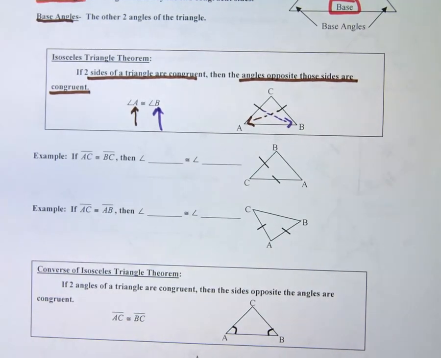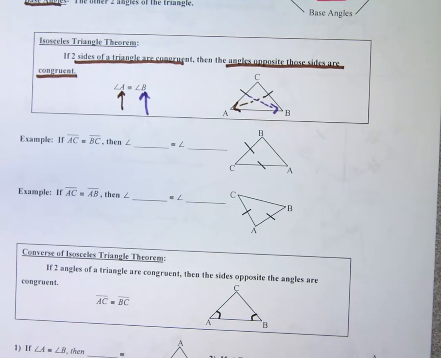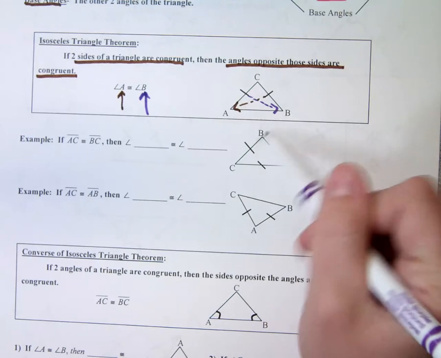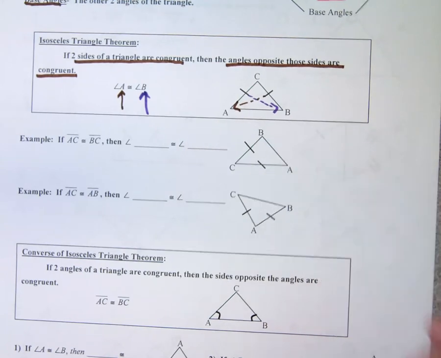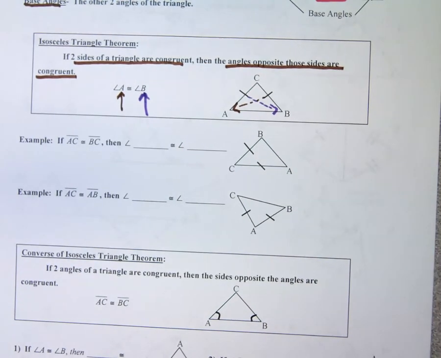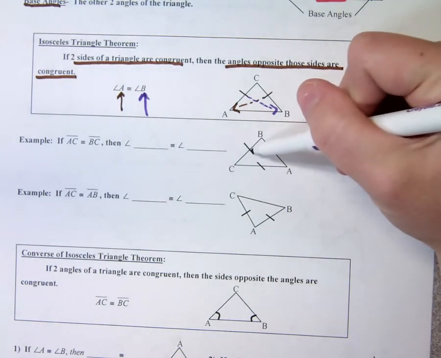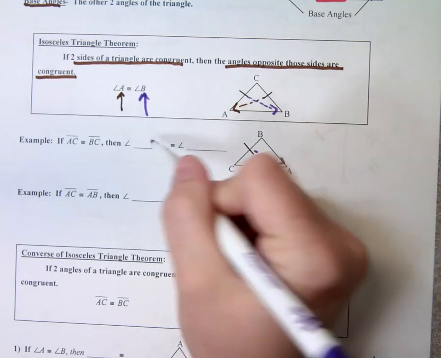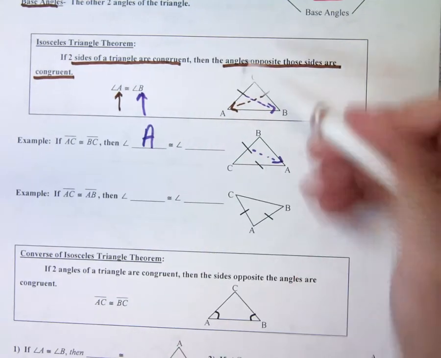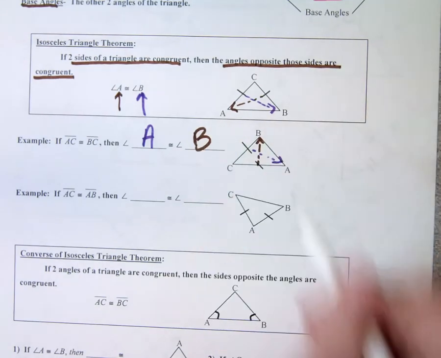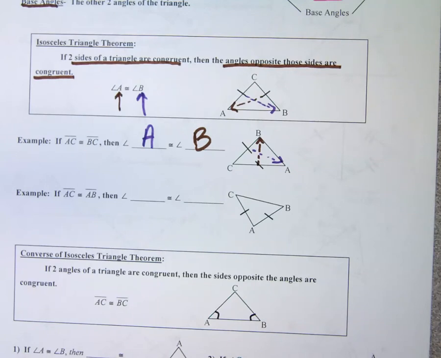Okay, so let's practice that concept. In this picture, it says that segment AC is congruent to segment BC. So if these two sides are congruent, which two angles would be congruent? Take a moment and see if you can figure it out. Which two angles? So it'd be the angle across from this side, which would be angle A, and it would be congruent to the angle across from this side, which would be angle B. So angle A is congruent to angle B.